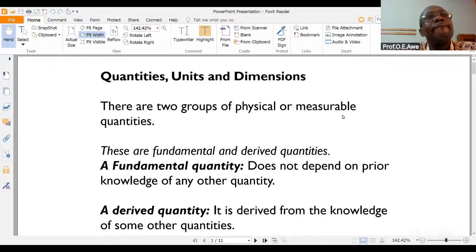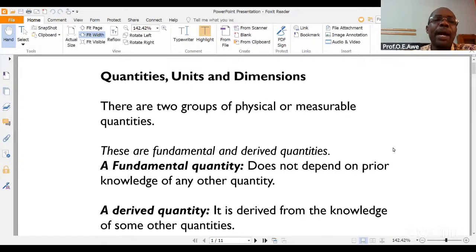And the derived quantity that is obtained from fundamental quantity may be obtained either by an operation of division, or that of multiplication, or that of combination of multiplication and division. By the time we begin to look at examples of this, we will get it better.